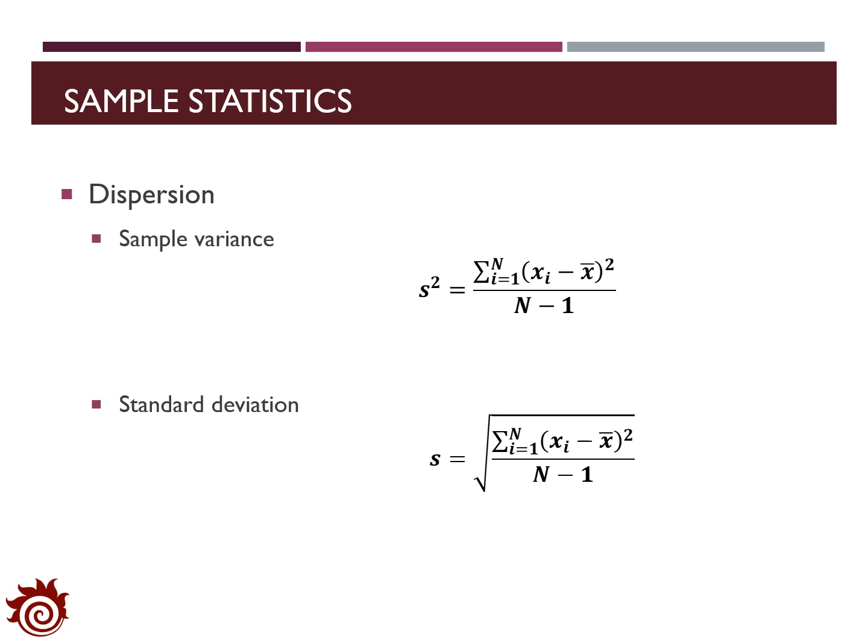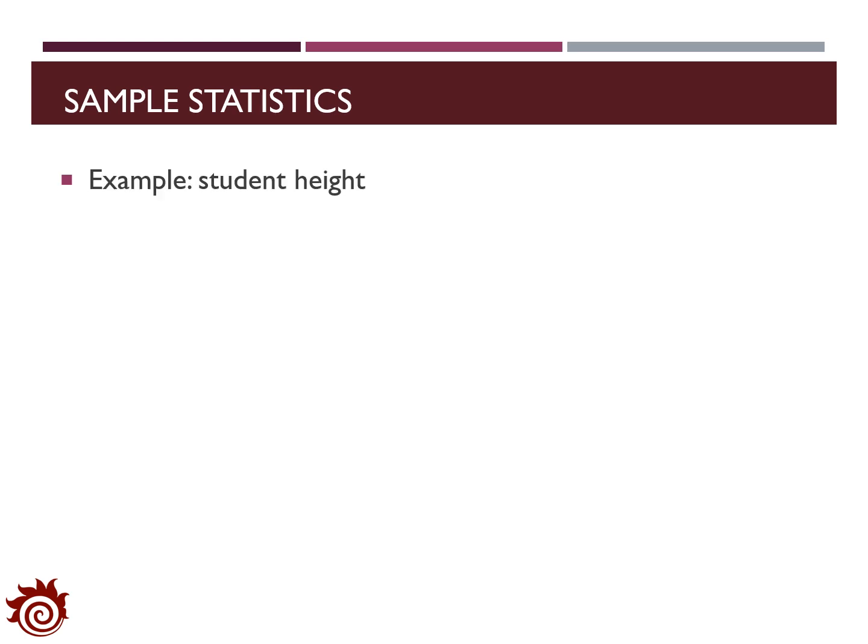The third feature of sample statistics is the dispersion. It measures how far the observations are from the mean of the sample. Usually it is measured with the sample variance and the standard deviation. The equation here shows the formula to calculate the sample variance. For sample deviation, it's usually the square root of the sample variance. Now let's go back to the student height example for the calculation of the variance and the standard deviation.